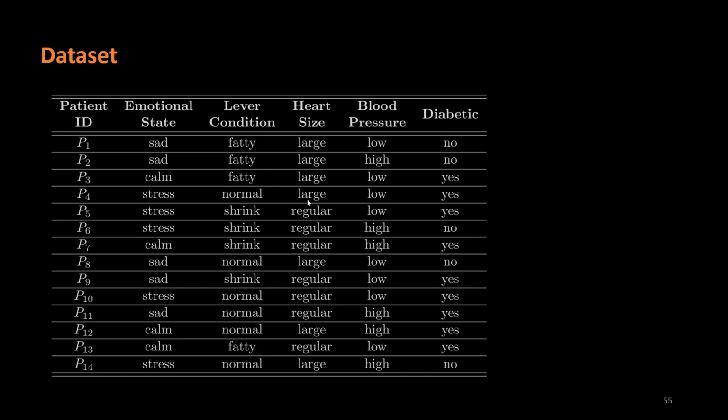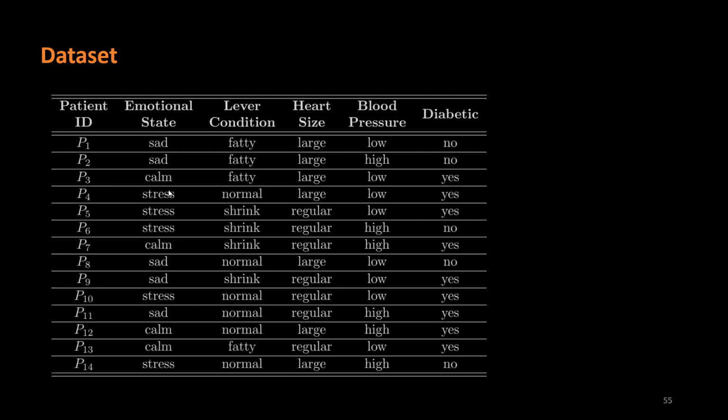Now you are familiar with this data set because we have already used this data set in the numerical example of the entropy. Let's understand this data set again. In the data set, we have 6 columns: patient ID, emotional state, liver condition, heart size, blood pressure, and diabetic. The first column is the patient ID. And the last column is our label of the dataset, where no represents that the patient is not a diabetic patient, and yes indicates that the patient is a diabetic patient.